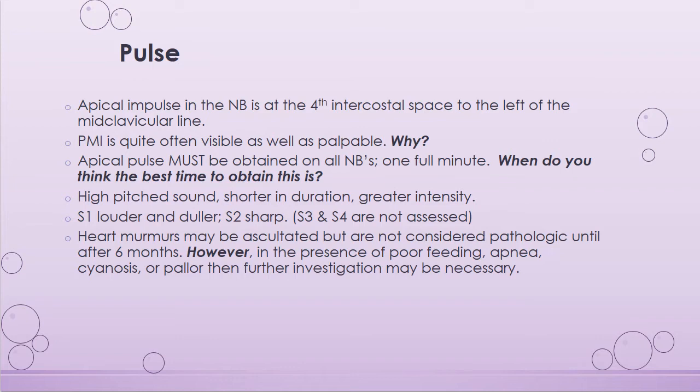The apical impulse, rather than the pulse, in the newborn is at the fourth intercostal space to the left of the midclavicular line. The PMI is quite often visible as well as palpable, and the reason for that, I've already said, is the thin chest wall of musculature. You can just see, you can hear, you can feel everything. Apical pulse must be obtained on all newborns for 1 full minute, just like the respiratory rate. You have to do it for 1 full minute.